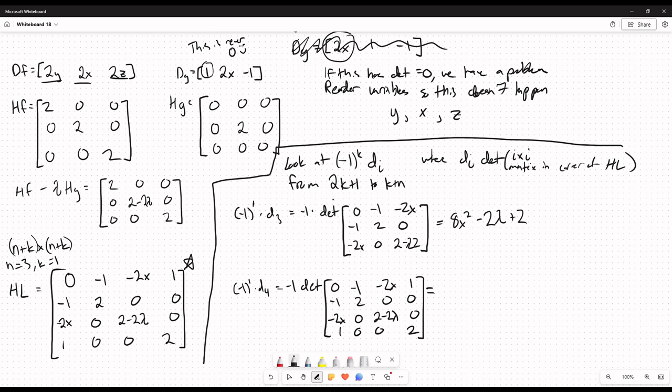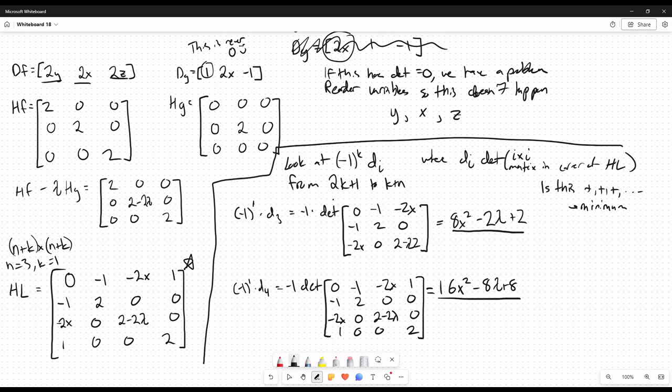And you'll end up getting something like 16, once you multiply by -1 as well, 16x squared minus 8 lambda plus 8. So this is the sequence you're looking at. And we're wondering, kind of like what we did with the Hessian, is this positive, positive, positive, etc. If it's that, then it's a minimum.